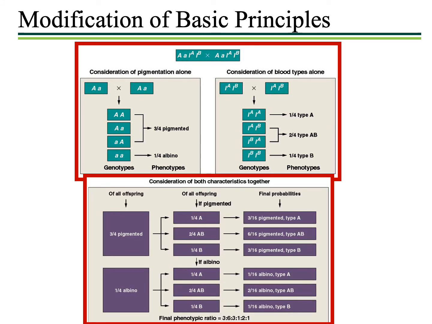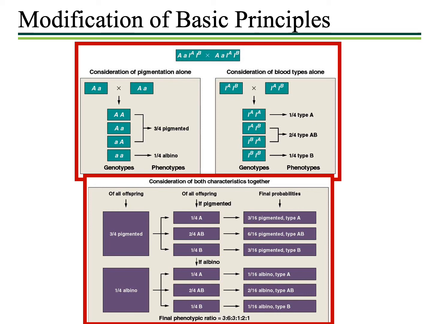Using our forked line method or branch method, we can put that all back together again and make predictions about the offspring in this cross. If we wanted to know what is the probability that an individual offspring would be pigmented and have type A blood, well, that's 3/4 times 1/4, giving us 3/16.